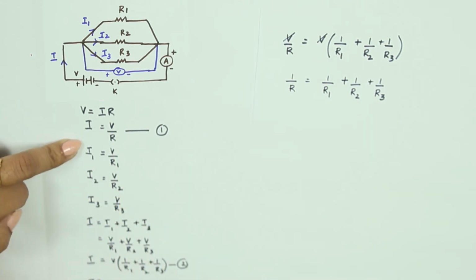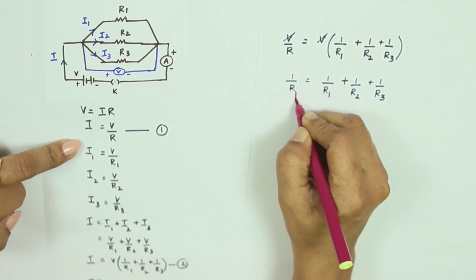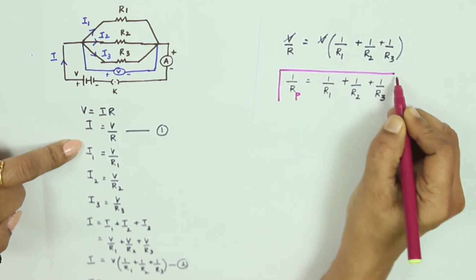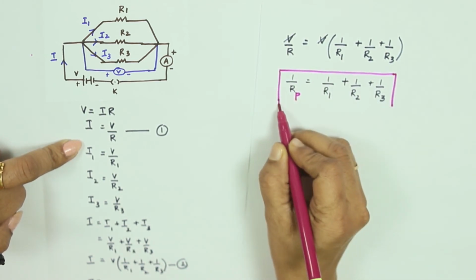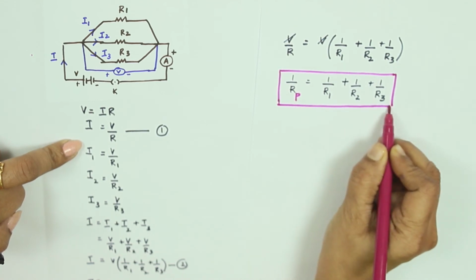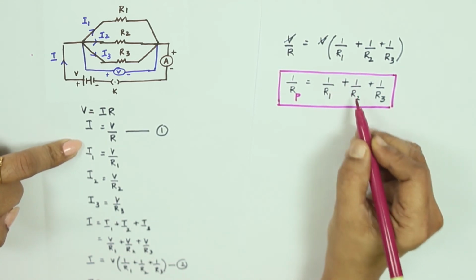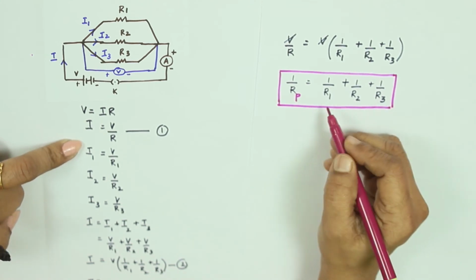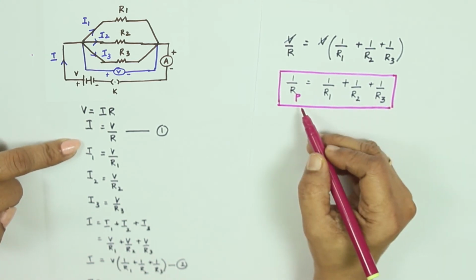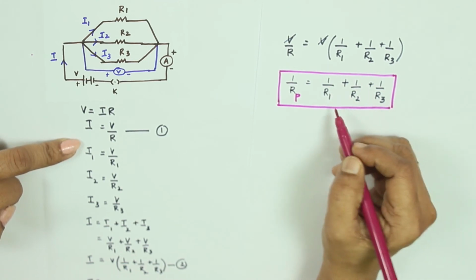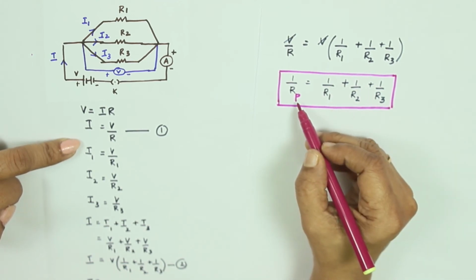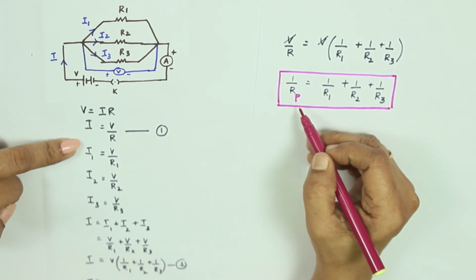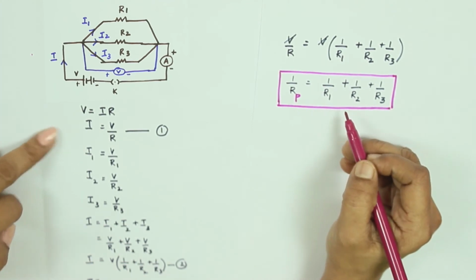So in a parallel connection, the total or the equivalent resistance is given by 1 by Rp is equal to 1 by R1 plus 1 by R2 plus 1 by R3. So if we take an example, we can see that the effective resistance or the equivalent resistance in a parallel connection will be less than the lowest of the individual resistances.